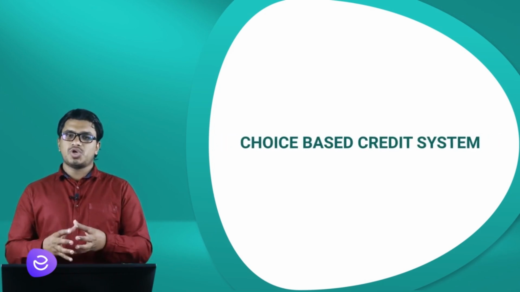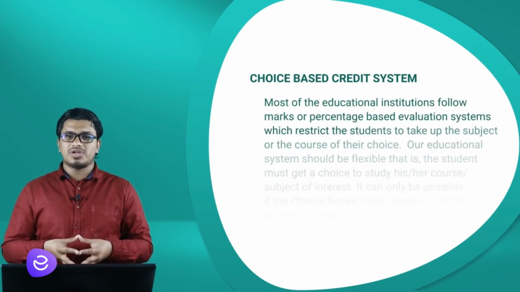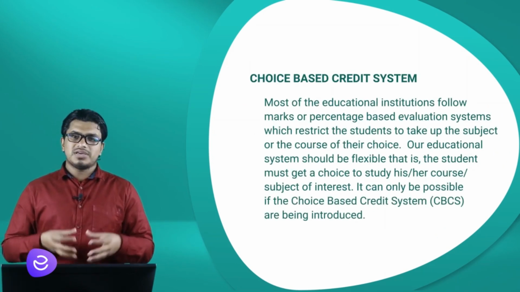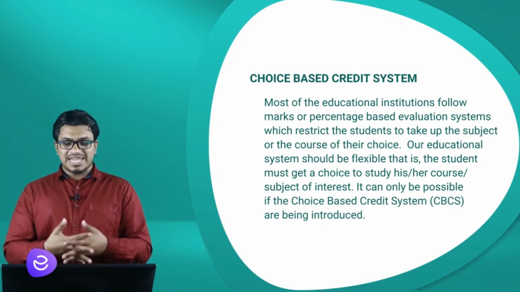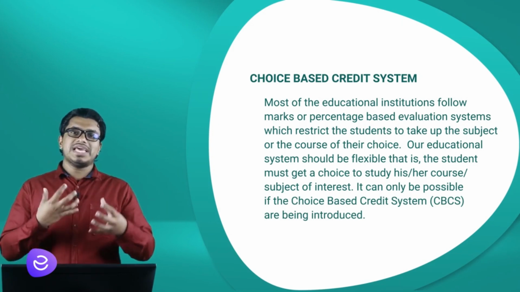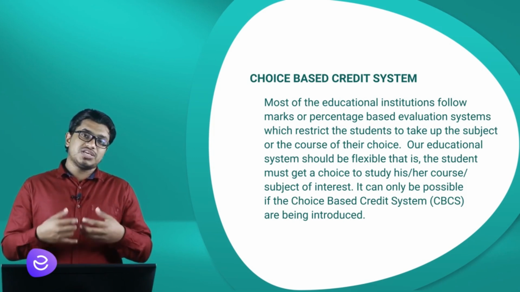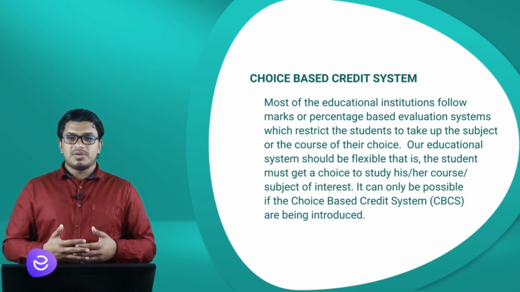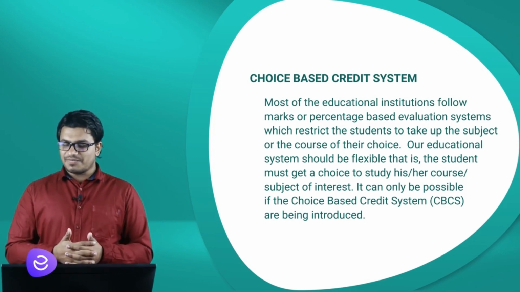Now the last one is a choice based credit system. This is a relatively new concept in higher education, whereby most of the institutions follow the old mark systems or grade systems. It restricts a student. What all he or she has to learn and study, the institution provides it. So there is very little flexibility and very little freedom for the students.